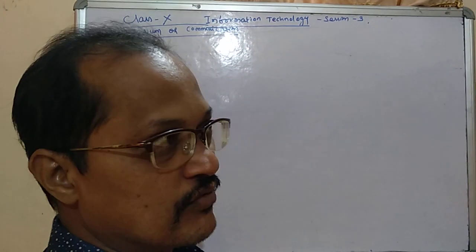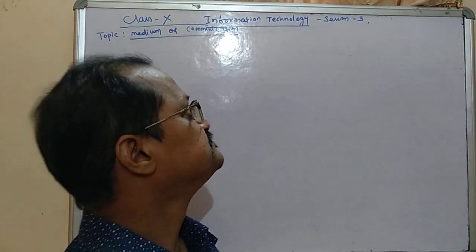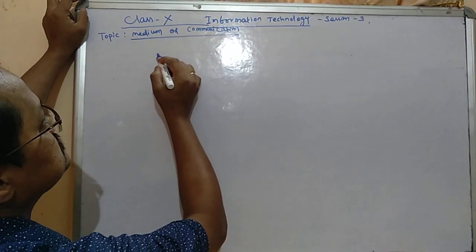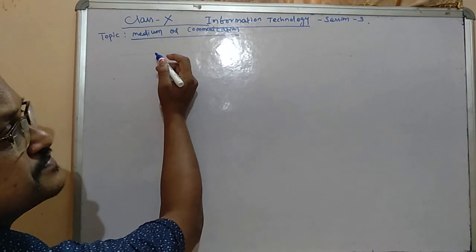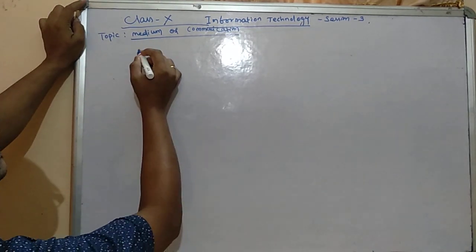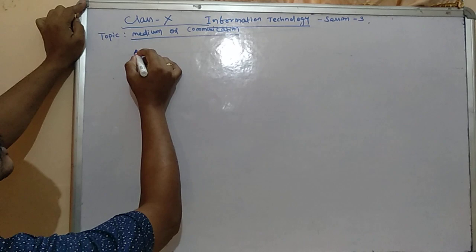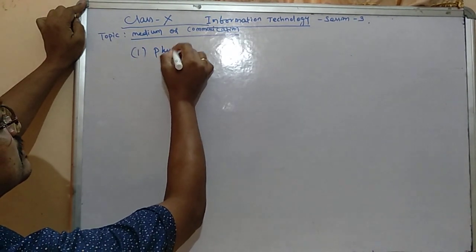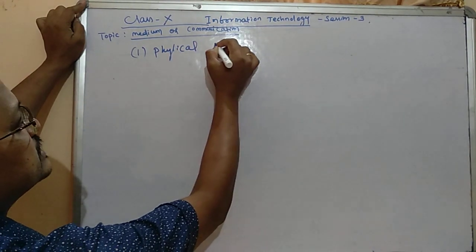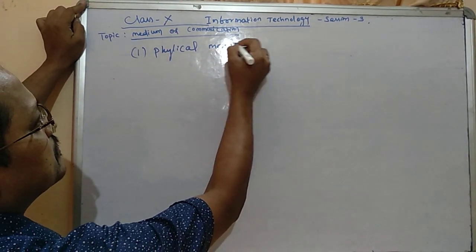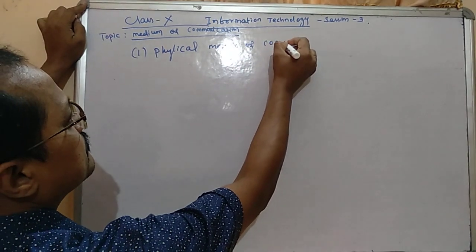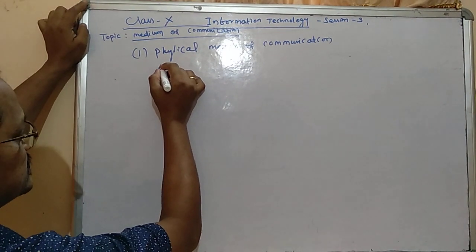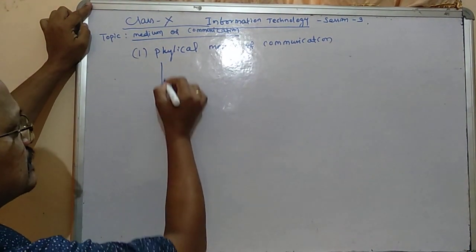Listen thoroughly. What exactly is the medium of communication? Basically, we'll consider the medium of communication in two parts. Number one, the physical means of communication. Physical means of communication means what we are following.